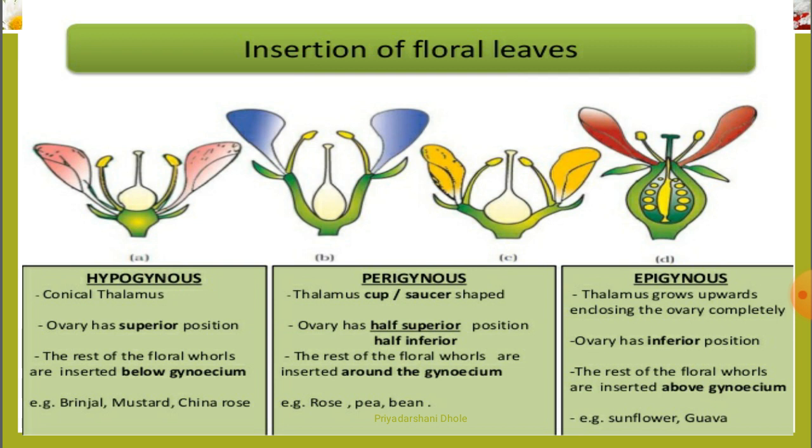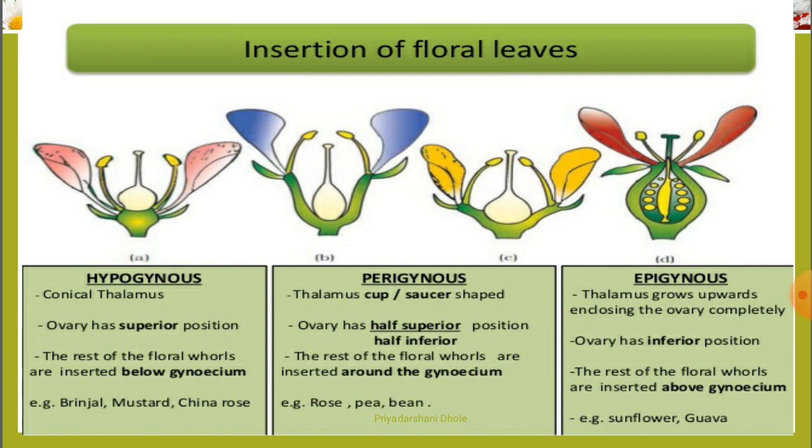Hypo means below. The thalamus is conical in shape. Ovary has a superior position, floral whorls below the ovary, and ovary at the top. Therefore, it is called a superior ovary. And all floral whorls, calyx, corolla, androecium, are attached below the ovary. And the rest of the floral whorls are inserted below the gynoecium. Example is the brinjal, mustard, and China rose. This is the first, hypogynous.